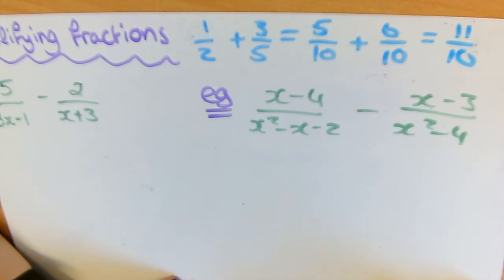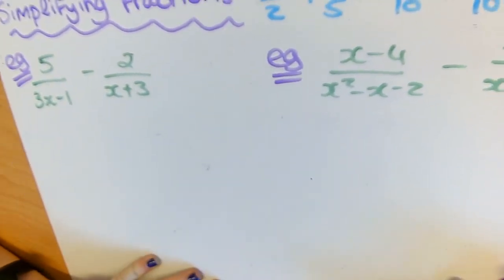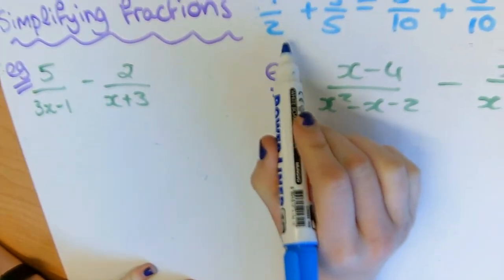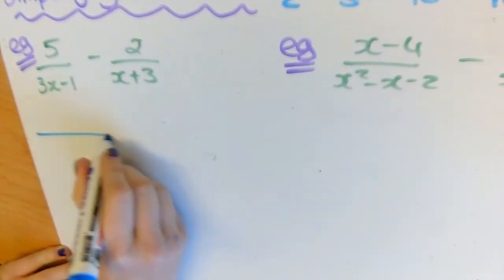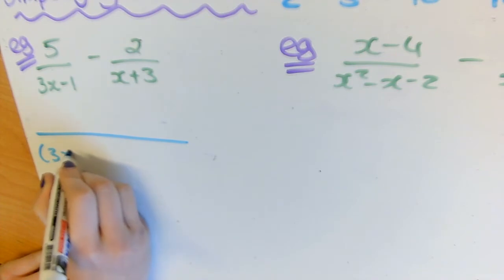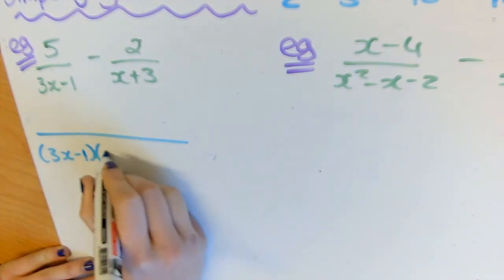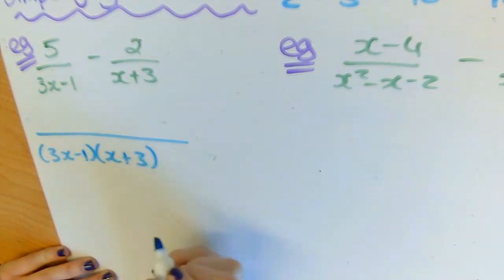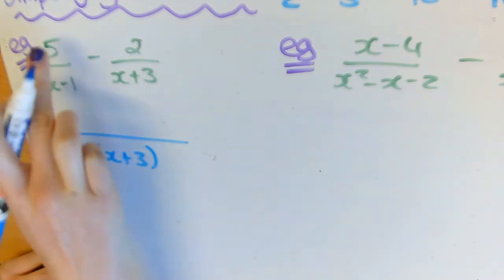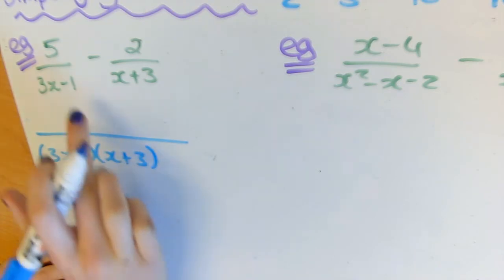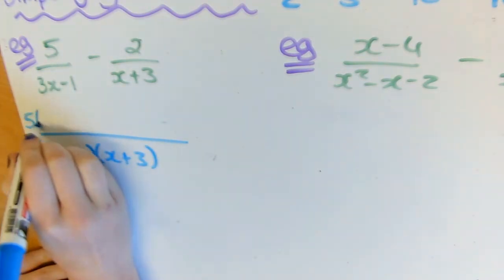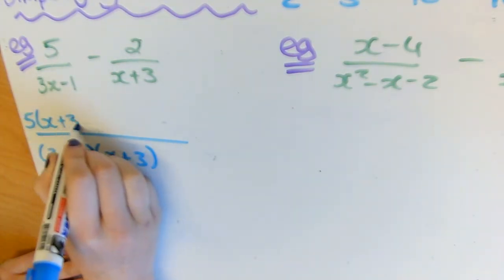Okay? The same way now, I need to get a common denominator here. But just like I used 2 and 5 to get 10, I'm just going to multiply my two denominators, to give me a common denominator of 3x minus 1 by x plus 3. But remember, what you do to the bottom, you have to do to the top. So if I multiplied 3x minus 1 by x plus 3, I now need to multiply the top, which was 5, by x plus 3.